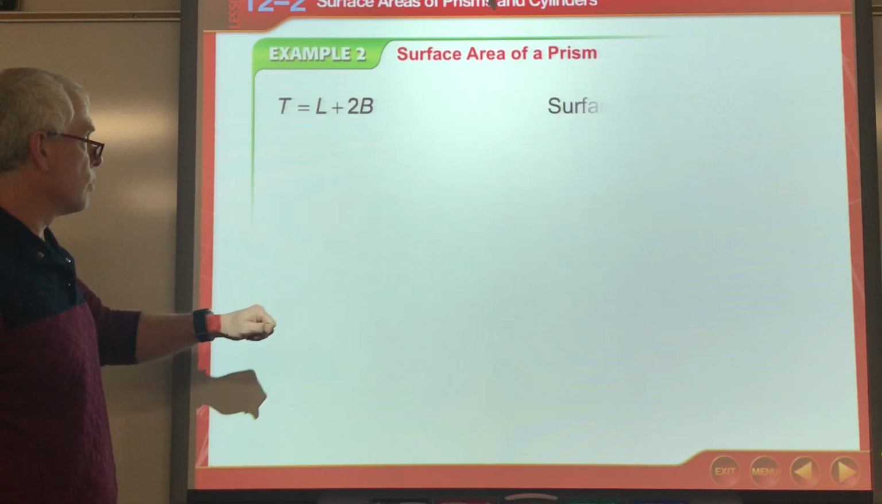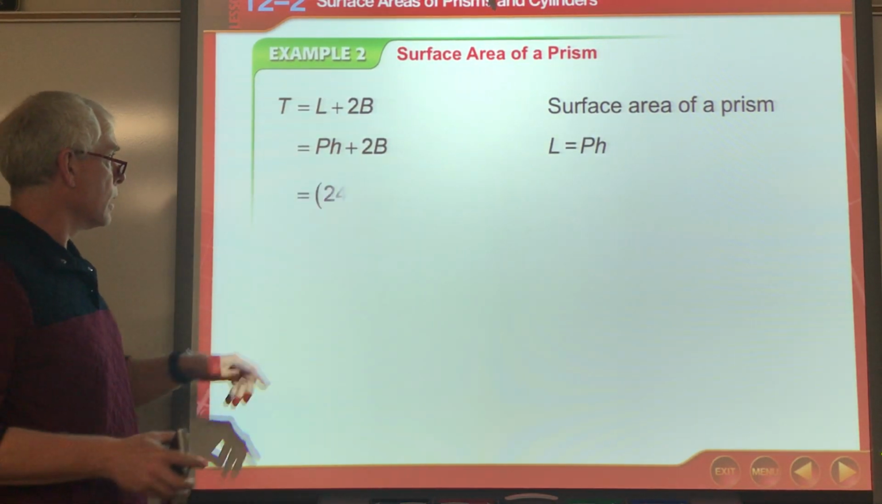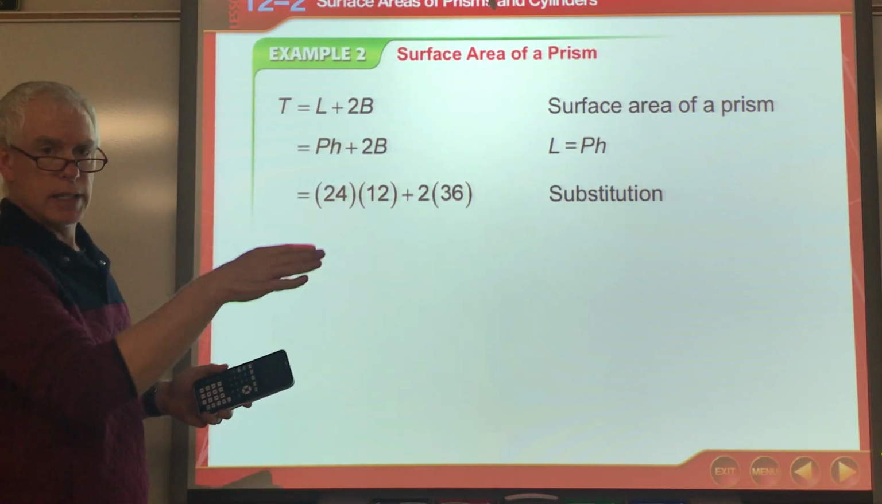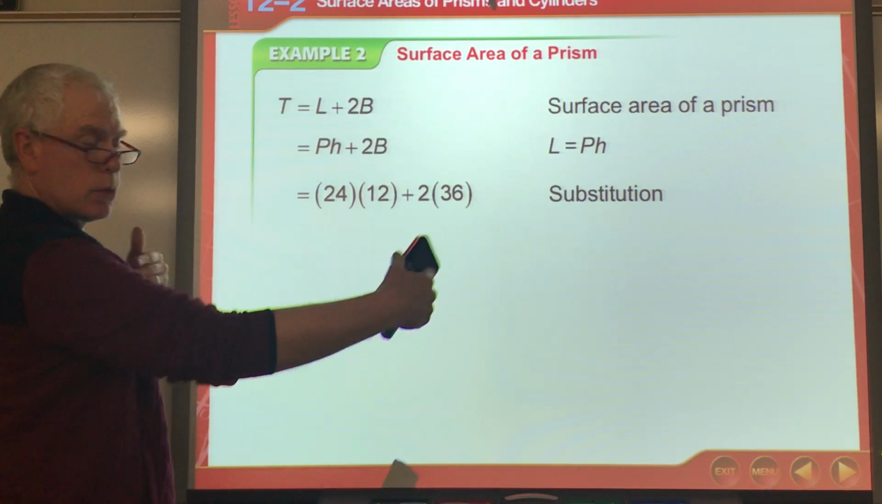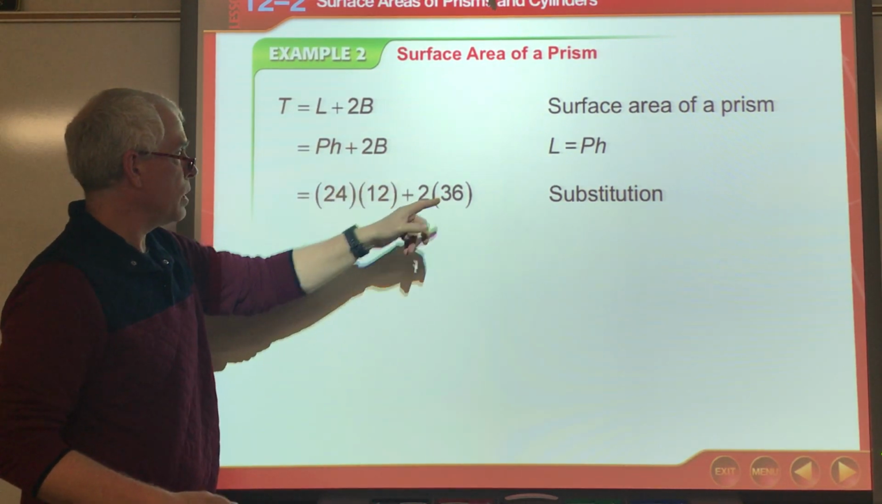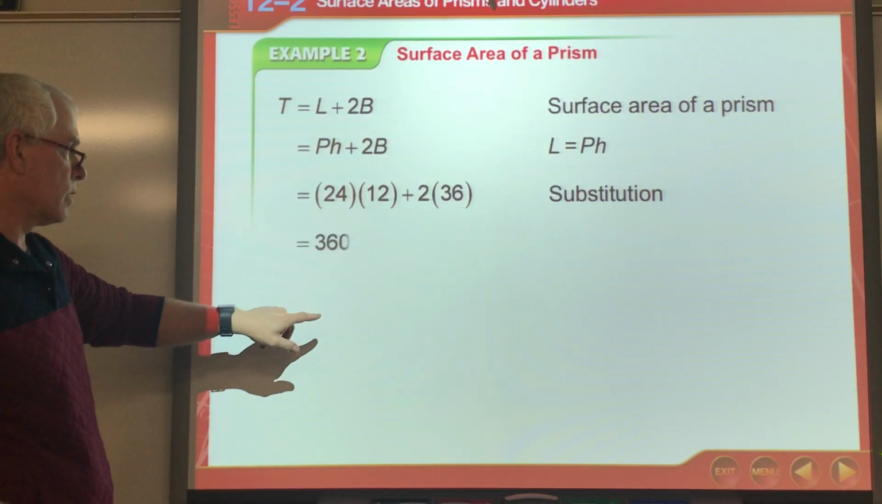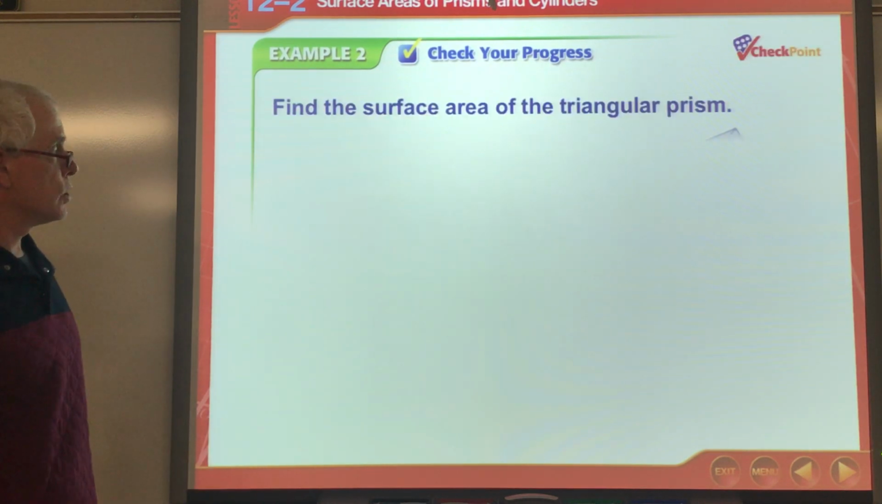Then I could just plug it into the formula, okay? So Ph plus 2B. P was 24 because we had a square that had 6 on a side, 6 times 4. The height was 12, the distance between the two squares. Capital B was 36, 6 times 6. Well, now I just need to put all this in the calculator and work it out, 360, okay? Why don't you guys give it a shot?